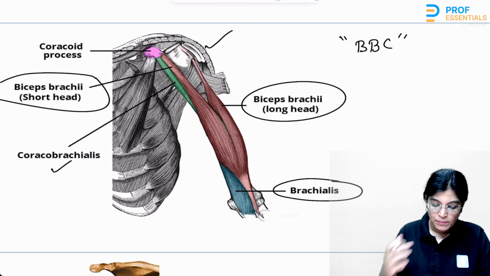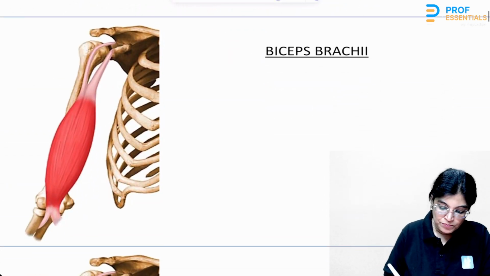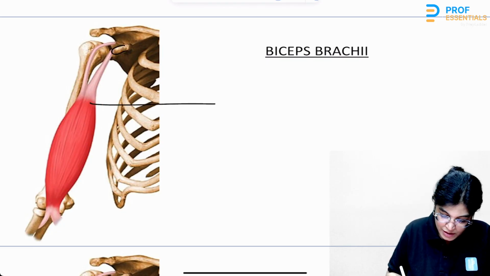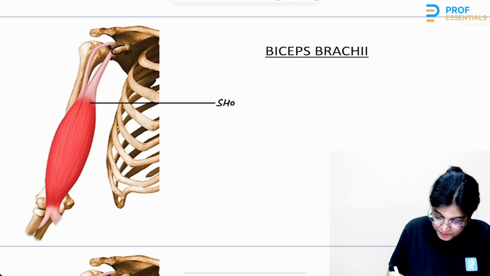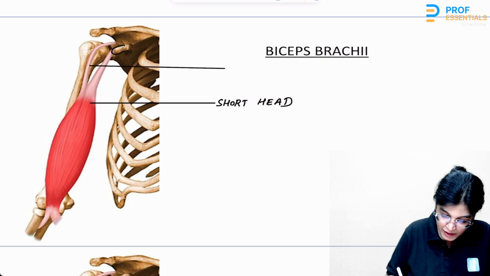So now one by one I want you to know about the attachment. When I am talking about biceps brachii, we can see two heads are there. We have got the long head and the short head. This is the coracoid process. This is the short head of biceps brachii and this is the long head of biceps brachii.